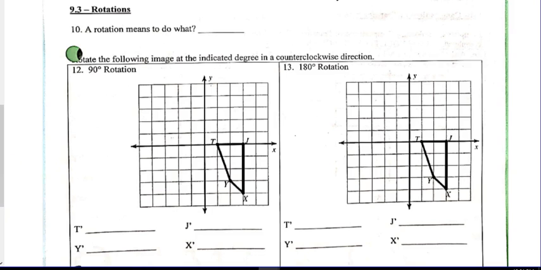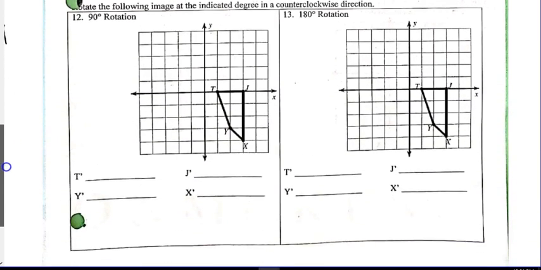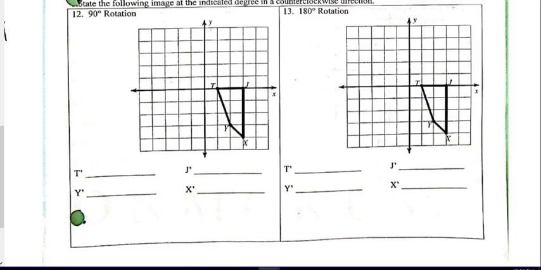Rotation. A rotation means to do what? Well, we call that a spin. So, rotate the following image counterclockwise 90 degrees. Now remember, counterclockwise, okay, think about it, is going this direction. Okay? Backwards. So 90-degree rotation is going to end up here. All right?